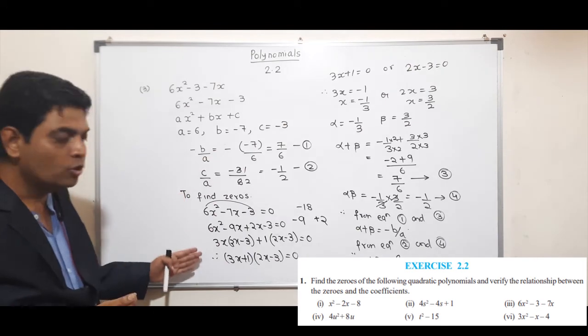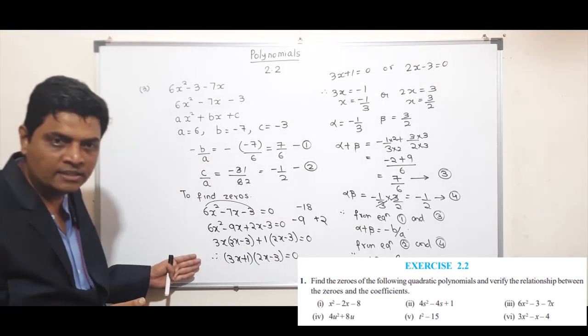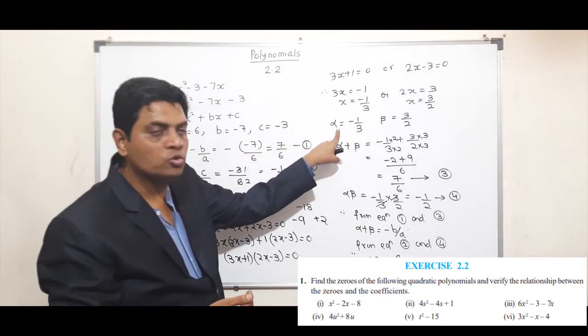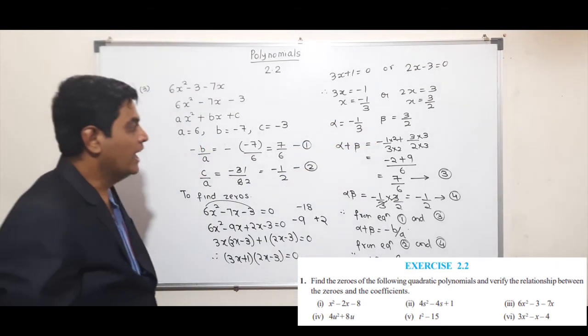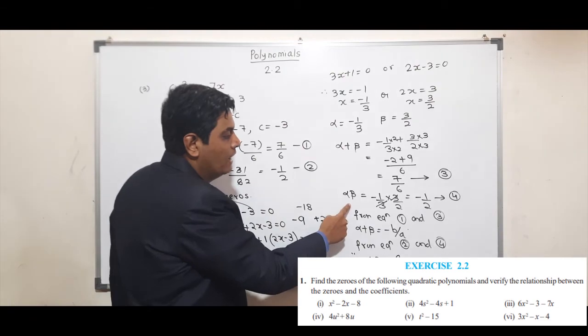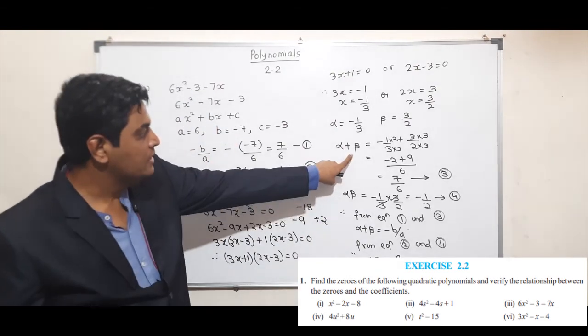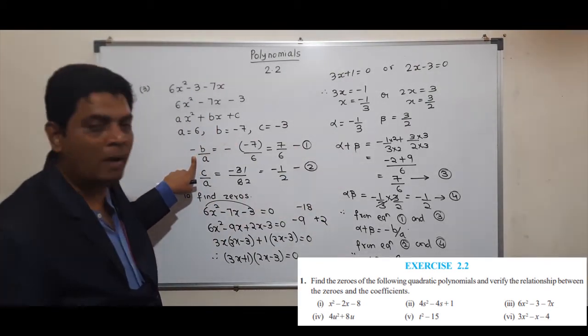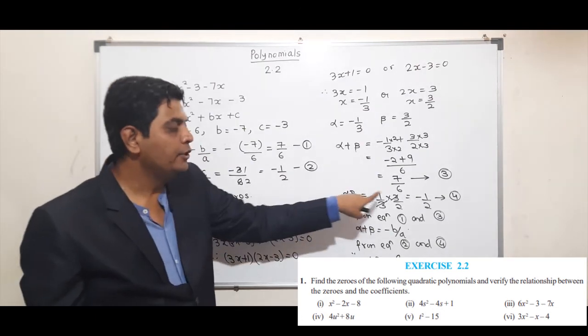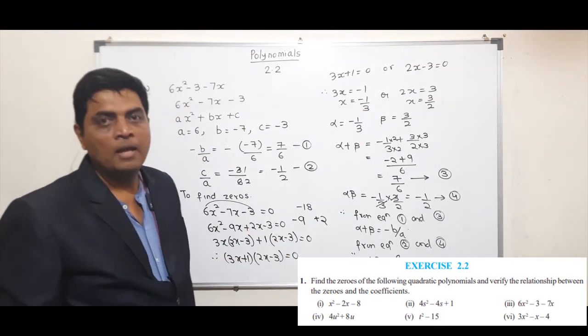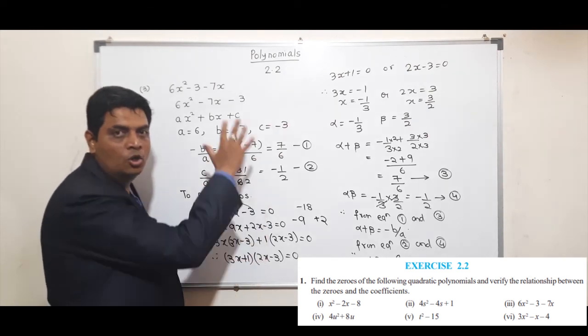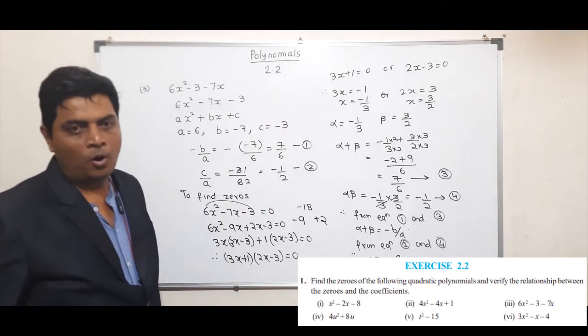Then you will find the zeros of the polynomial by factorizing the polynomial, and the two zeros which you get, you will name them as alpha and beta. Then you will find alpha plus beta and alpha into beta. And then you will see that alpha plus beta is equal to minus b upon a and alpha into beta is c upon a. This way you will solve the sum. This sum will come for 4 marks. So please follow the steps properly.